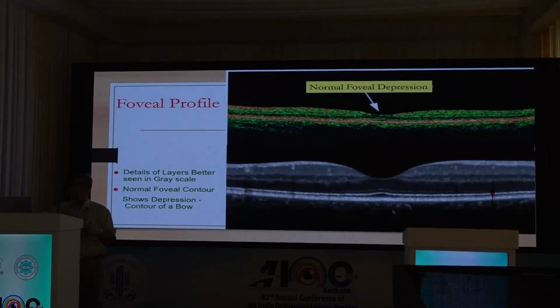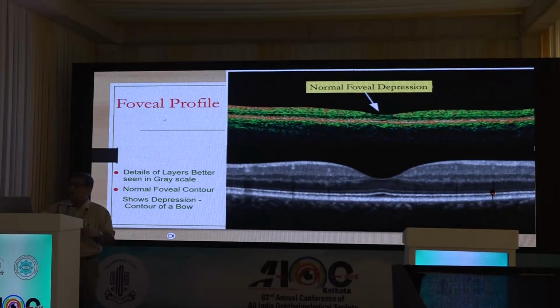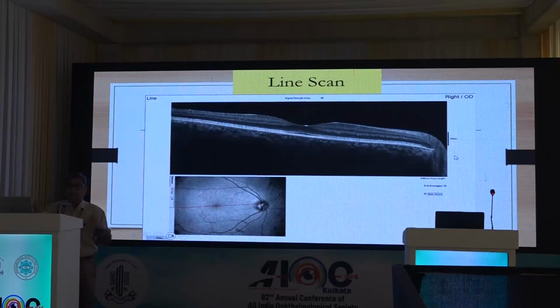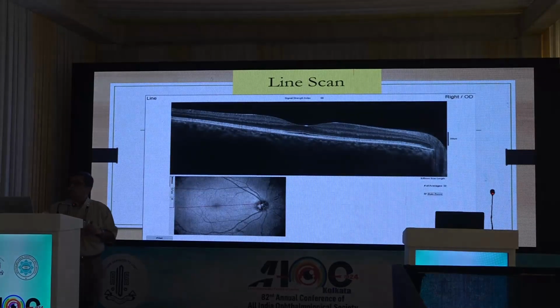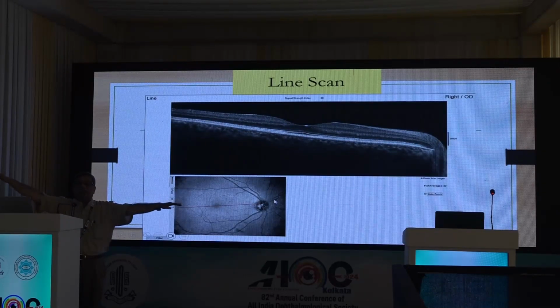Now what you see over here is the normal profile. This is the normal foveal depression. It's like a bowl. Now, this is a line scan. Just one single scan is taken. So you know what it looks like. But what if there was a lesion here? You would not be able to know what's happening. So a line scan is not good enough as a routine.